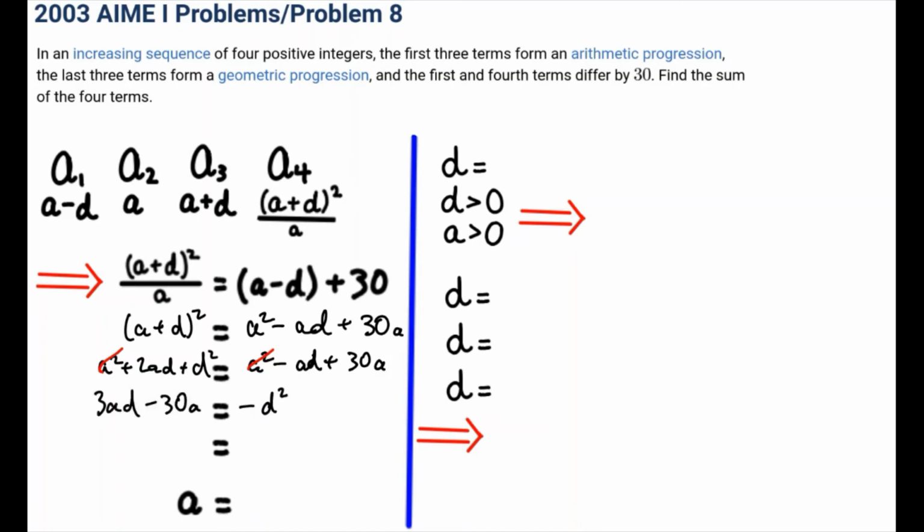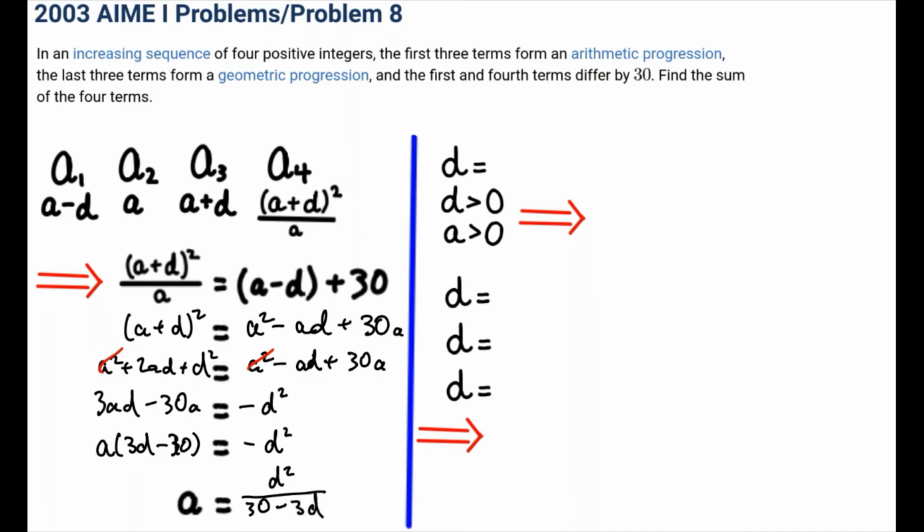So now if we take a out, that means we get a(3d minus 10) is equal to the same thing. And when we divide both sides by 3d minus 30, oh sorry, this is a 3. When we divide both sides by 3d minus 30, we get that a is d squared divided by 30 minus 3d. What I did here is get rid of the minus by multiplying it into 3d minus 30, in case you were confused about that.